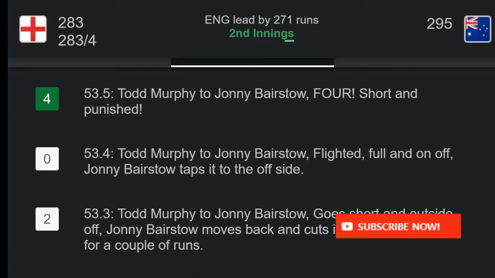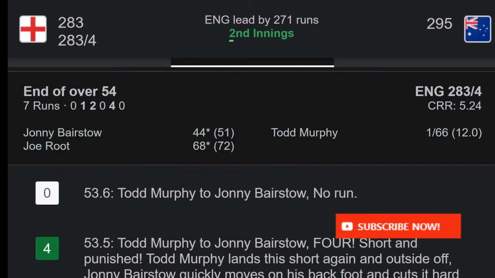So Todd Murphy to Johnny Bairstow, short and punished by Johnny Bairstow. 283 for the loss of 4 wickets. England led by 270. England scored 283 and 283 for the loss of 4 wickets now.